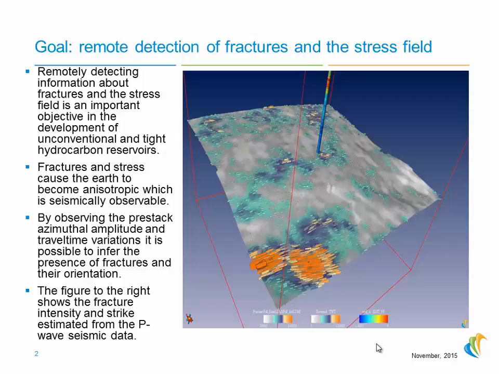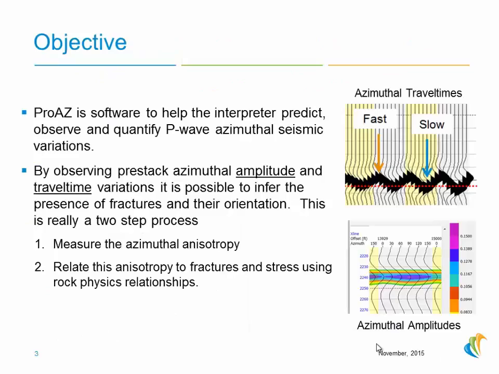observable. And then by observing the P-wave azimuthal amplitude and travel time variations, it's possible to infer information about the fractures and their orientation. And our goal is to create a display that looks something like this, where we have both magnitude and orientation information, and we try and relate the magnitude information to things like fracture intensity or to the anisotropy. And our focus is P-wave azimuthal seismic data.